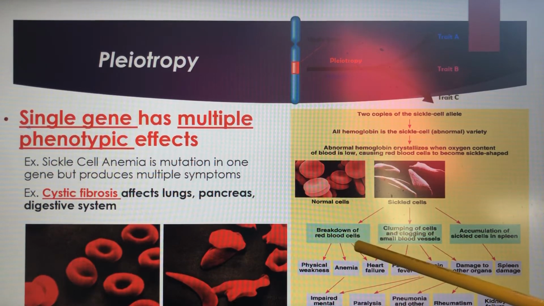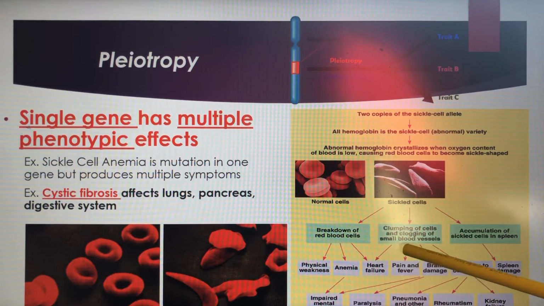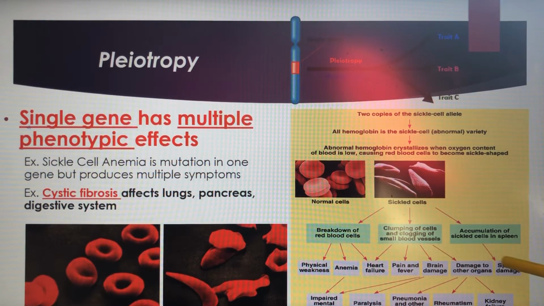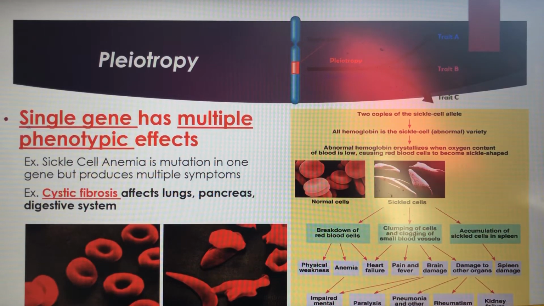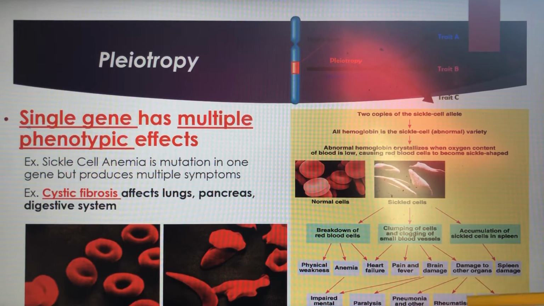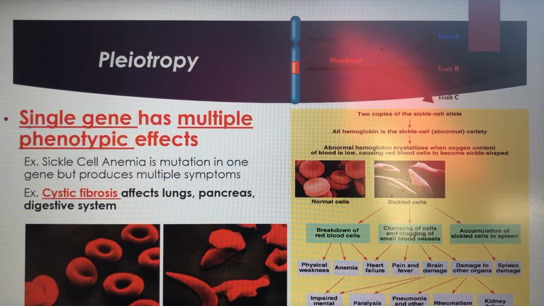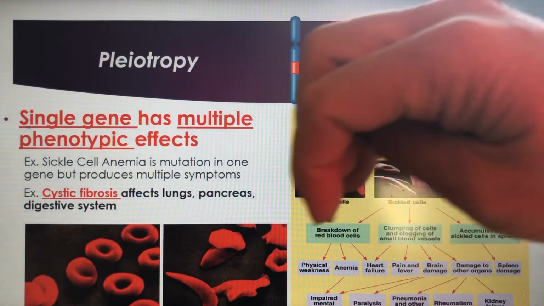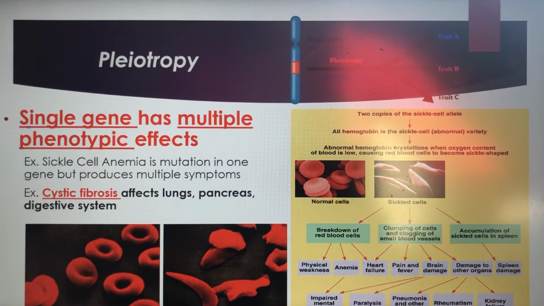You're going to have the breakdown of red blood cells, the clumping of cells and clogging of small blood vessels, and an accumulation of sickle cells in the spleen. And then you have this cascade of events and basically phenotypic effects, okay? You're going to have impaired mental function, paralysis, pneumonia, rheumatism, which is basically like your joints hurt, and kidney failure. So heart failure, anemia. So these are all these various phenotypic effects from sickle cell anemia.